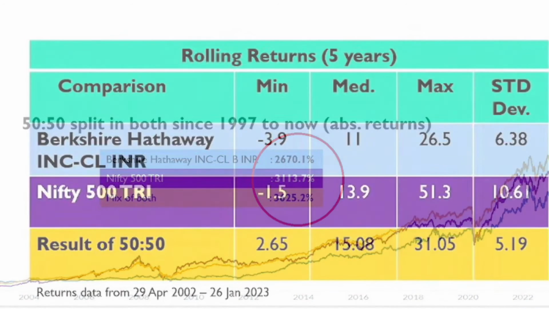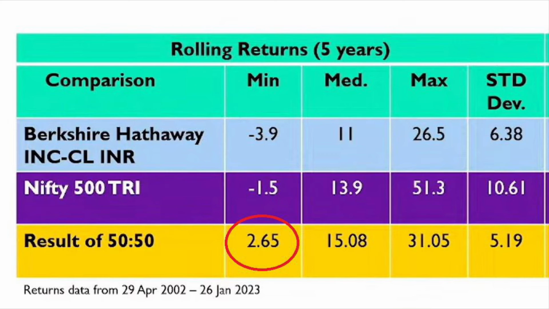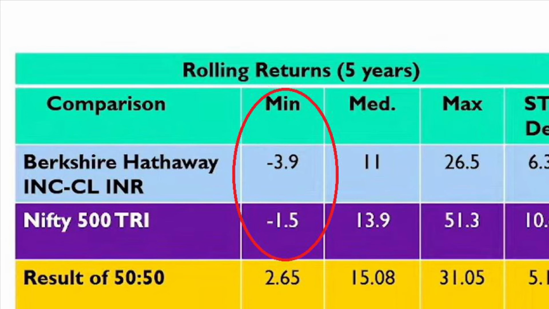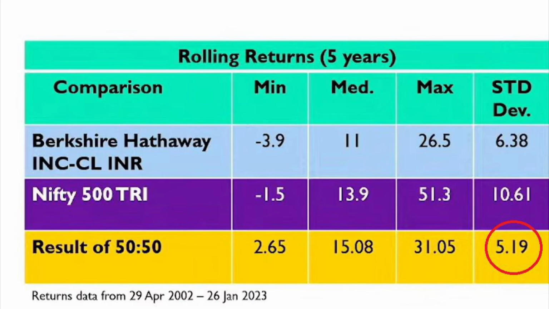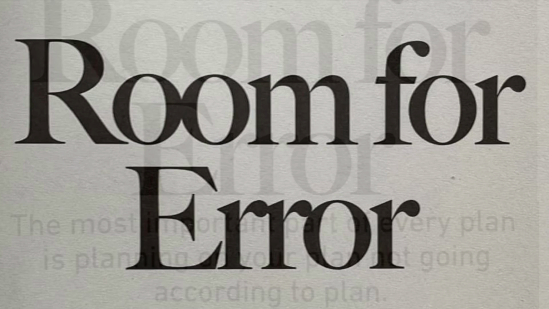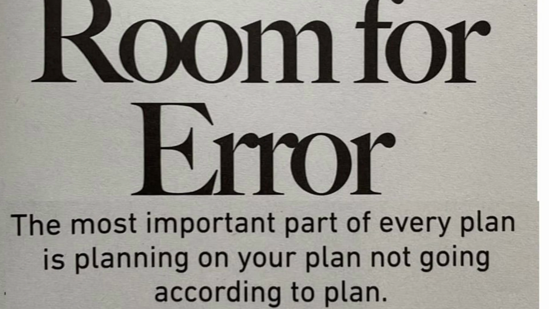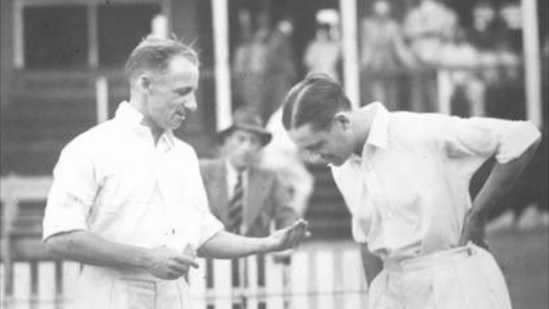The other magic of diversification is that the minimum return of the rebalanced portfolio was a positive 2.65, while the individual portfolios themselves could have given a negative return. The risk of a diversified portfolio, measured as standard deviation, is also much lesser than those of the parts. As Morgan Housel said, the most important part of every plan is planning on your plan not going as per plan. No one knows the future. We can at best have smart guesses. Therefore, using tools and methodology to increase our odds of success is the best that we can do. And maths has answers here.